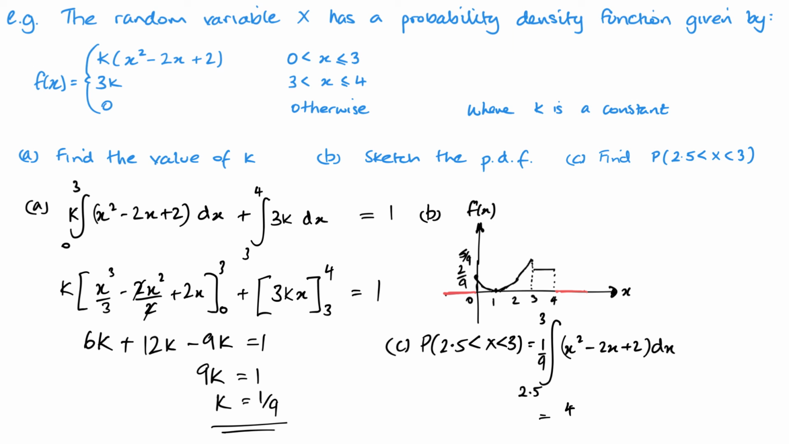And I get 49/216, or that could be 0.227 to 3 significant figures. So either answer would be acceptable there. Hopefully that's given you a good insight into the PDF. I've set up 4 questions for you, and as always, I'll go through the answers at the end.